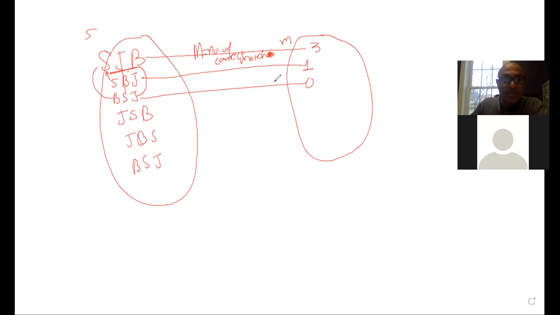So SJB, then SBJ, then BJ. Actually, it should be BJS, right? I made one mistake over here. Little mistake, guys, I'm sorry about this. So I will use the eraser here.